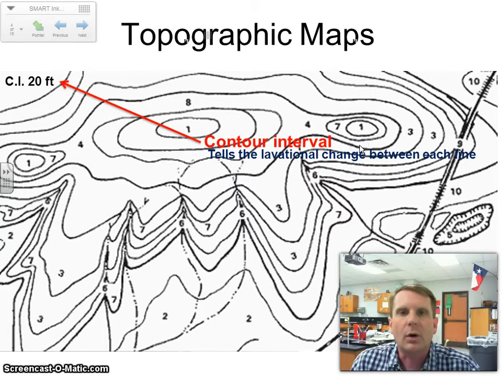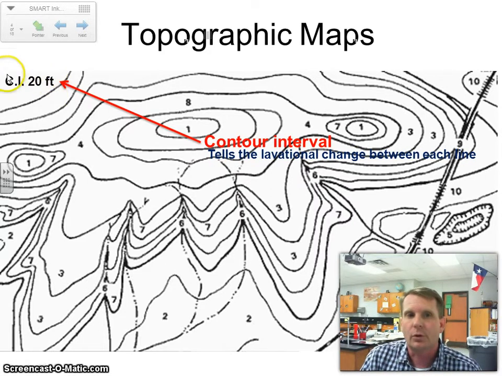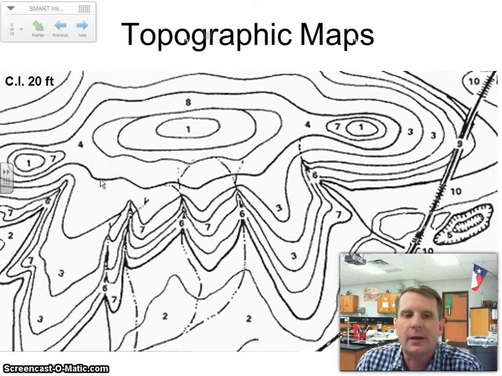We can find out what our contour interval is, or the change in these lines, by looking for our contour interval on the map. So I have a contour interval on this map of 20, so it means it's a 20-foot difference between this line and this line. So there's a 20-foot difference right there. So I'm going up 20 feet in elevation.